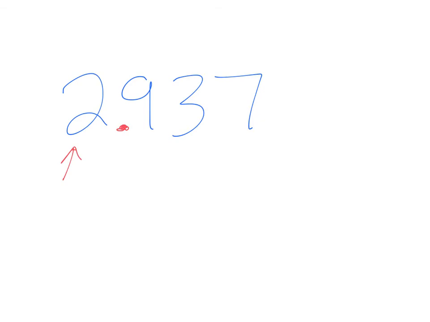I don't have a full dollar. If I have 50 cents, I only have half of a dollar. If I have 25 cents, I only have a fourth of a dollar. So when I have something after the decimal, I only have a part of a whole number. I only have a fraction of that whole number.